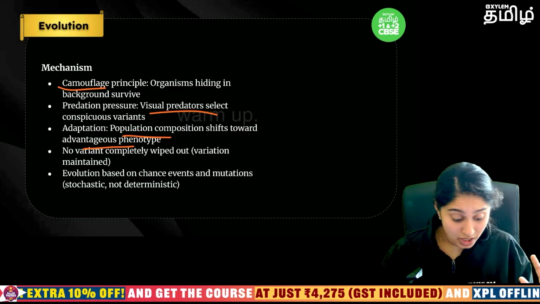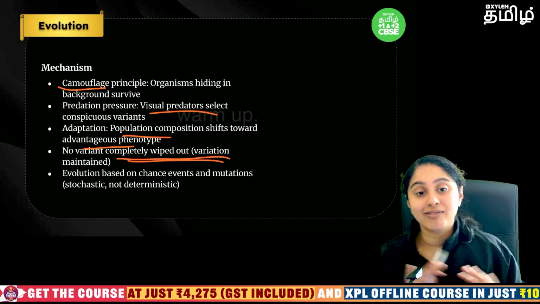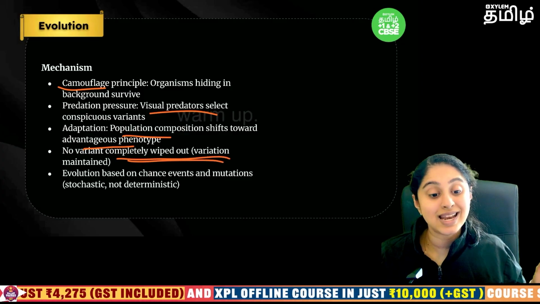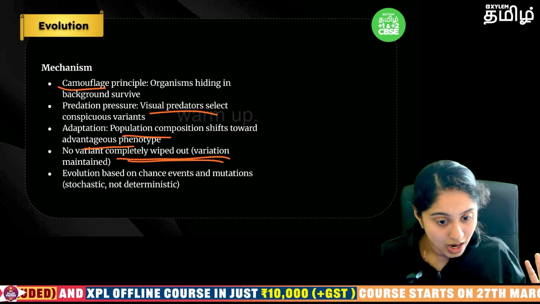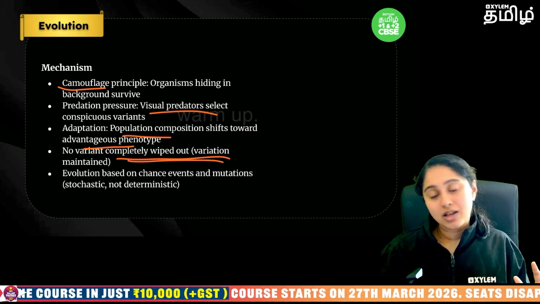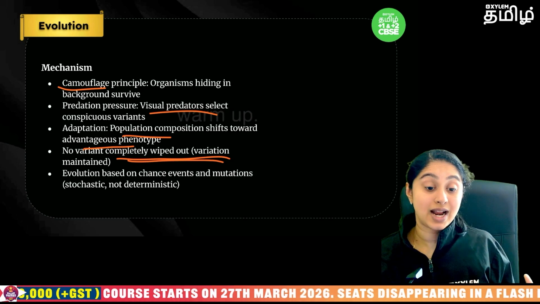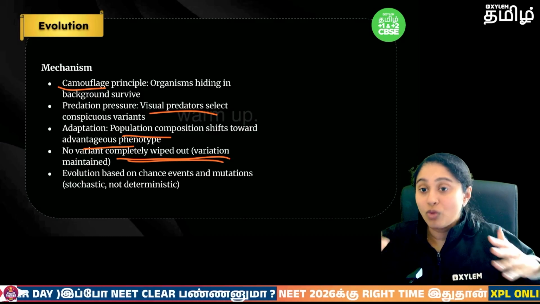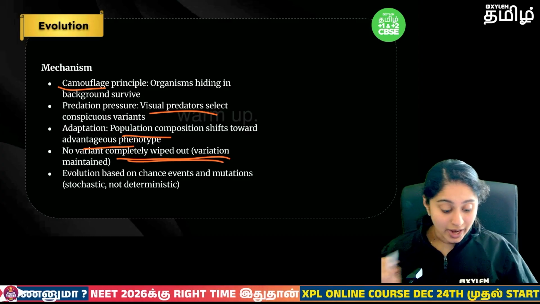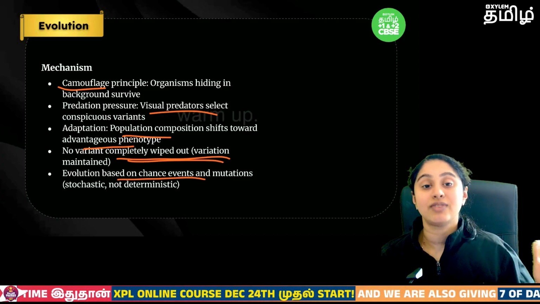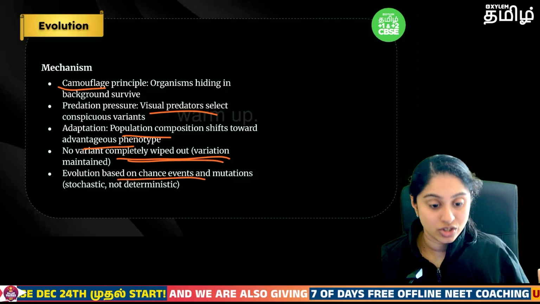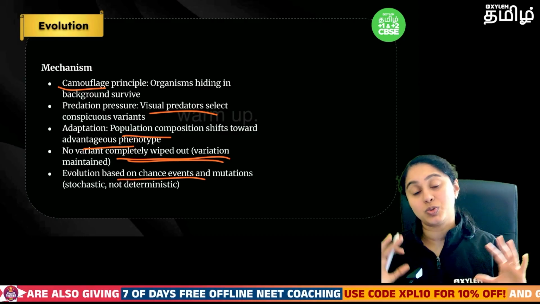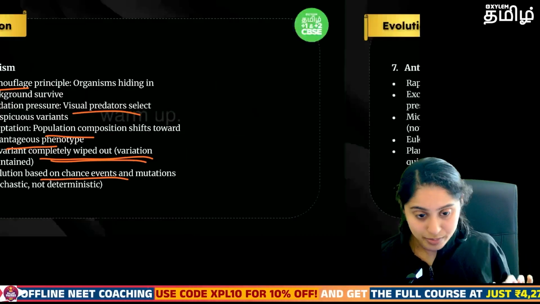But here nobody was completely wiped out. They were still there, just less in population. Understood? So from this, what do we understand? Evolution is not deterministic, meaning we don't know which direction it is going to go. Okay, it is based on chance events, it is based on mutation. So it's a very random process, which we can say is a stochastic process.